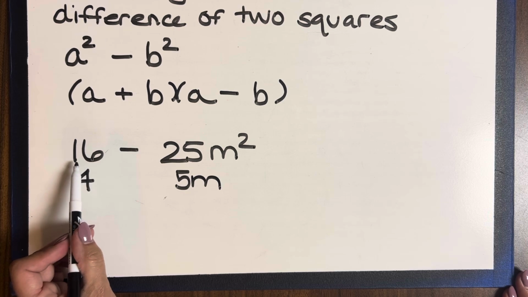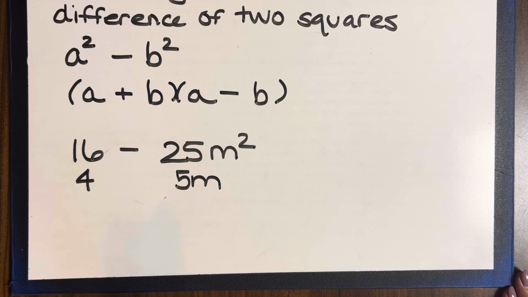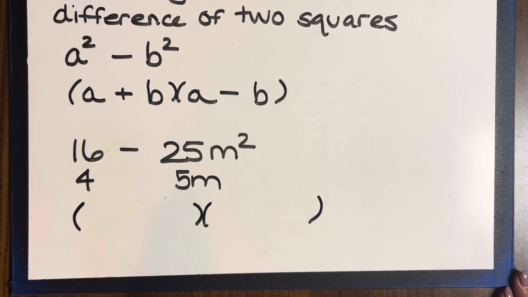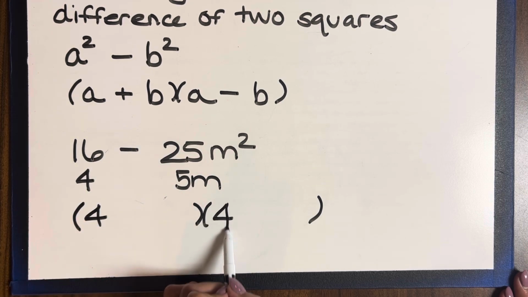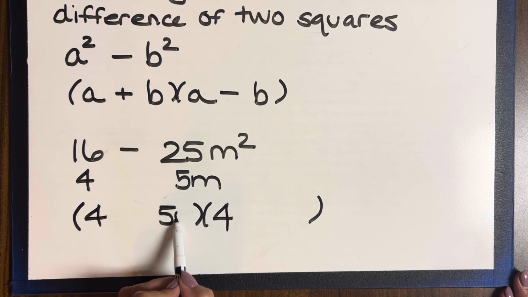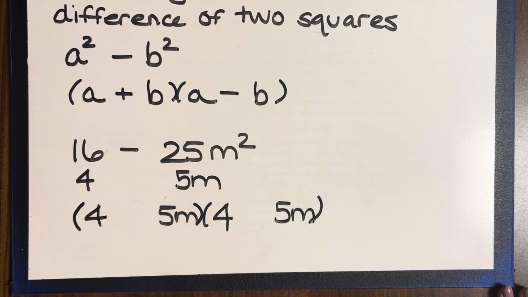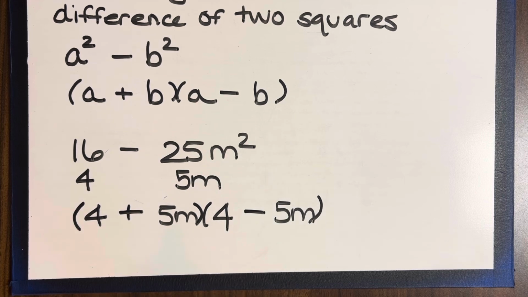When the variable is not at the beginning, right? We have just a number here. Our variable's at the end. You keep the terms in the order that they come in your problem. So this 4 is going to go in the first position here, and the 5m is going in the second position. Don't rearrange it, because then you're changing the problem, because you're changing where the sign is subtraction. So I'm going to make one of these plus and one of these minus, and this is my factored form using the difference of two squares.